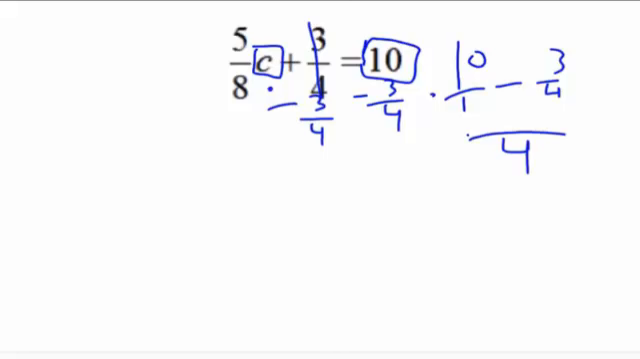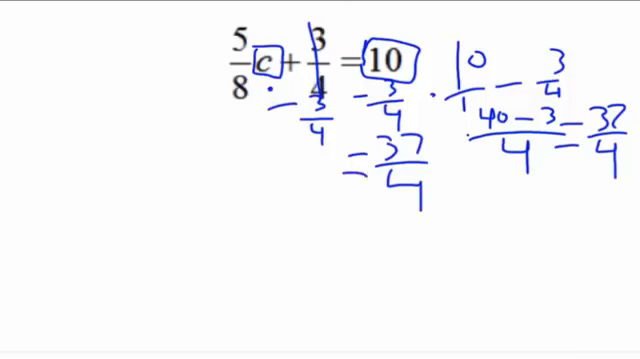If you know how to subtract fractions, you would do 4 times 10, which would be 40. Now you would have to do the same thing for 3 over 4, so you would do 4 times 1, and you'd get 4, and 1 times 3 is 3. So you would subtract 3 from 40 and you get 37 over 4. This will be our equation now: 5 over 8 c equals 37 over 4.